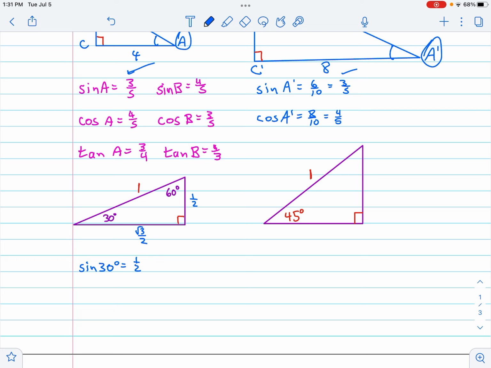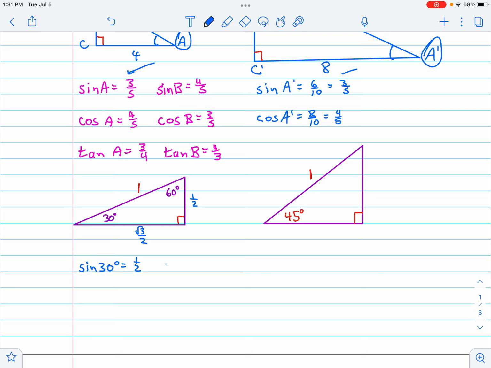Here we notice something. The sine of 30 degrees is 1/2, and it doesn't matter what the hypotenuse is. If the hypotenuse was 4, the sine would still be 1/2. Think about it. Let's just, for the sake of argument, say the hypotenuse was 4. Then the side opposite the 30-degree angle would be 2. 2 over 4 is 1/2.